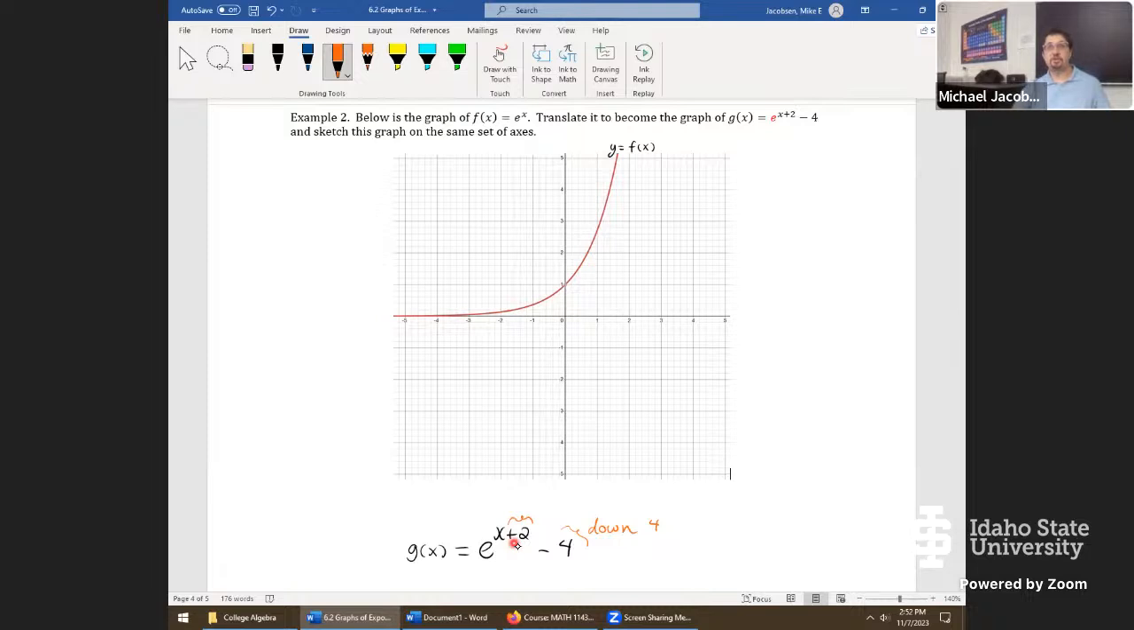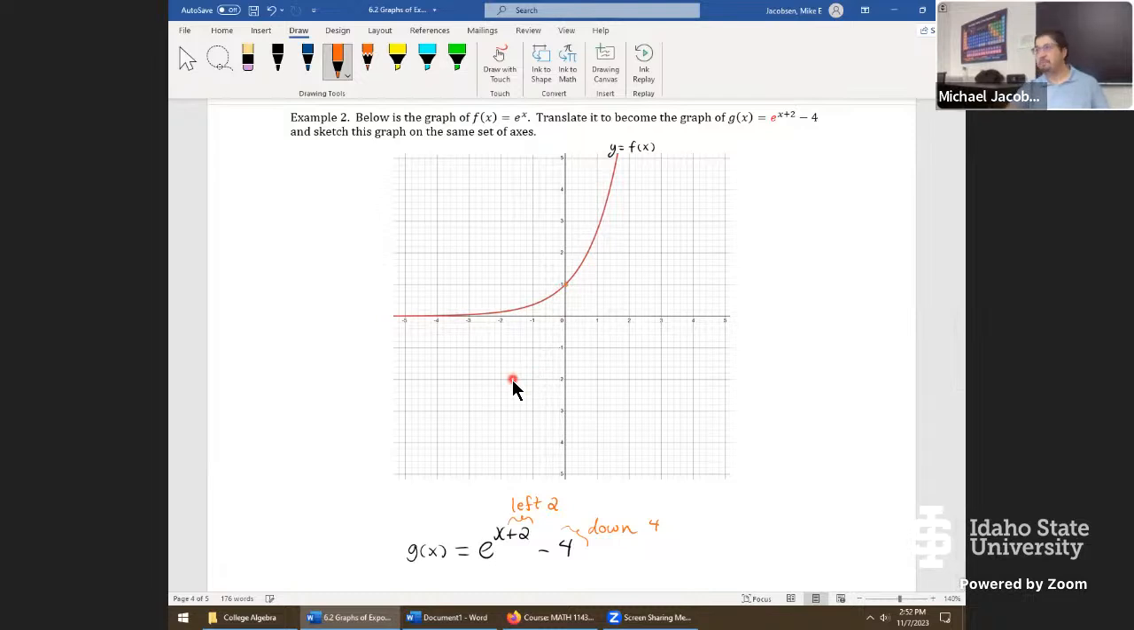Should it go to the right 2 units or should it go to the left 2 units? Good call. It should go to the left if it's on plus 2 right there. So this goes in the opposite of our expectation, left 2. So we go over here. We're going to take this whole curve, drop it down 4, left 2.